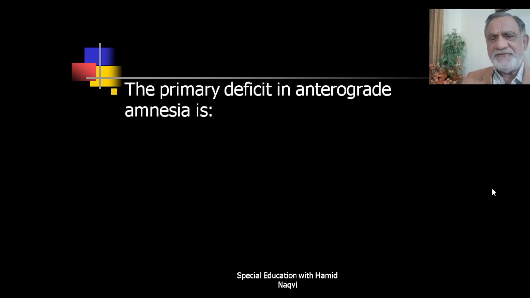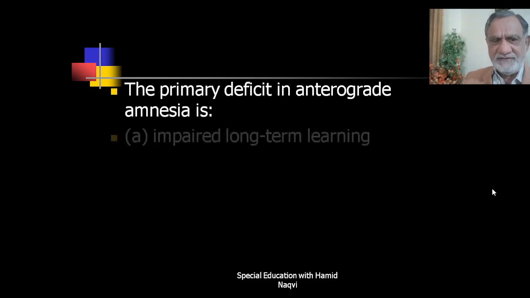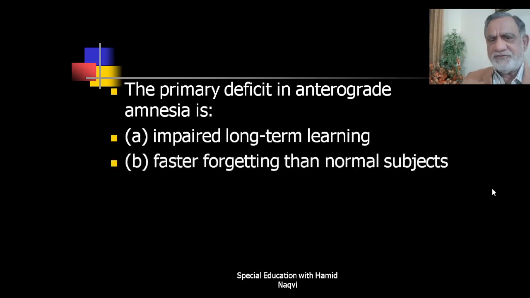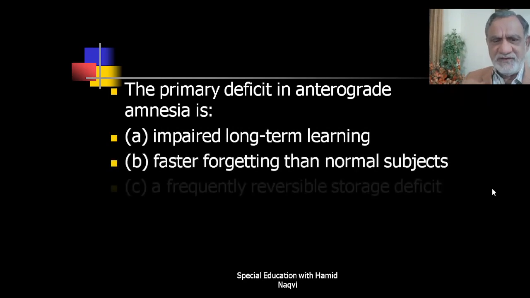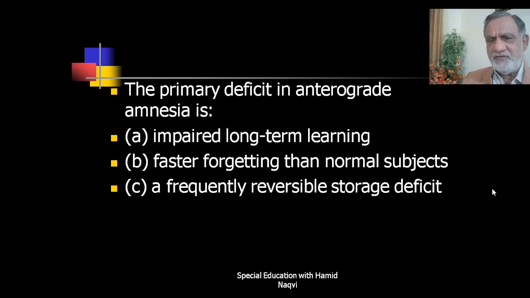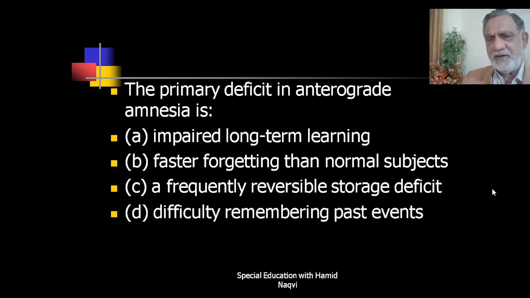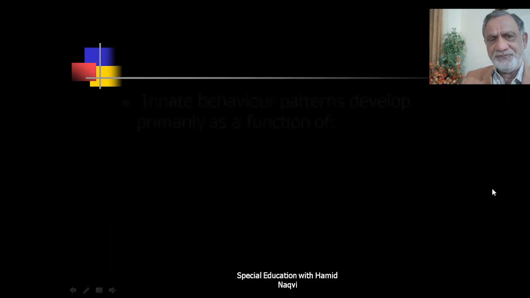The primary deficit in anterograde amnesia is impaired long-term learning, faster forgetting than normal subjects, a frequently reversible storage deficit, or difficulty remembering past events. Answer is A, that is impaired long-term learning.